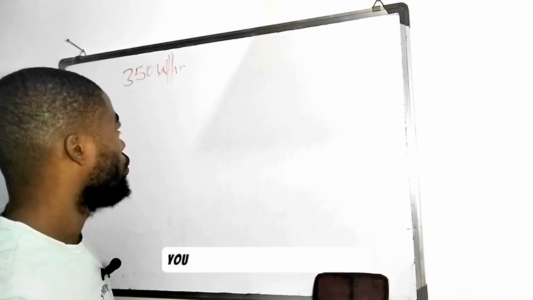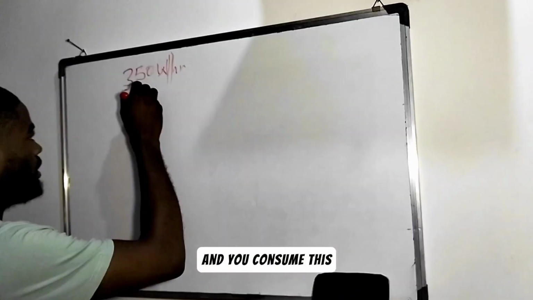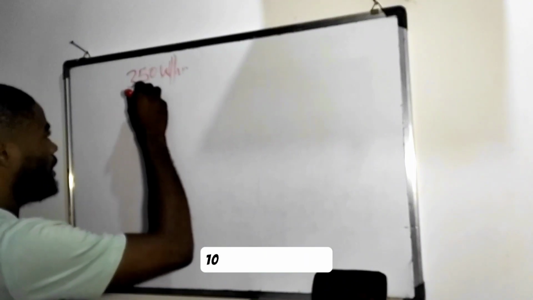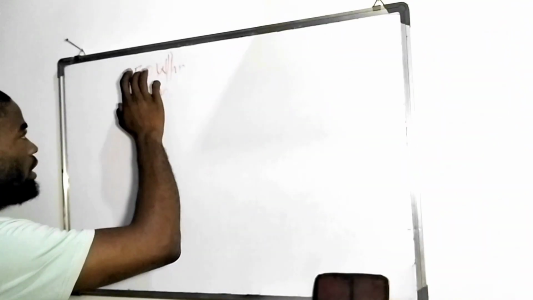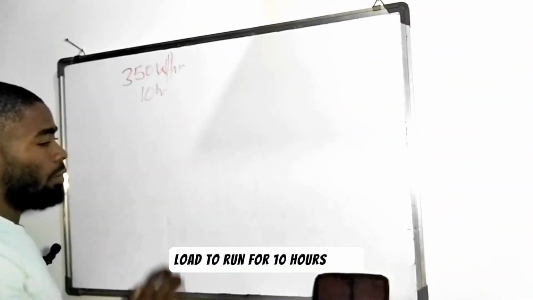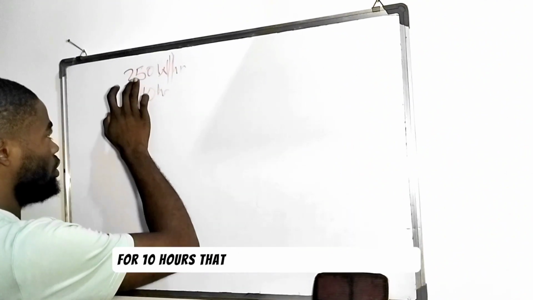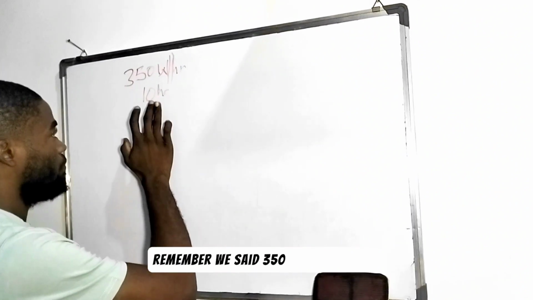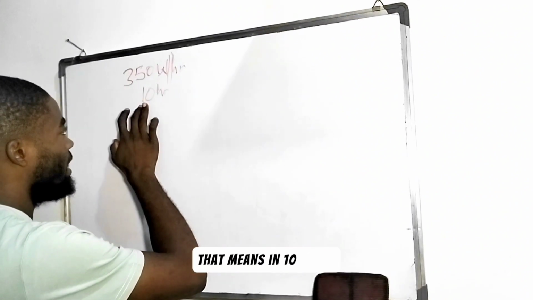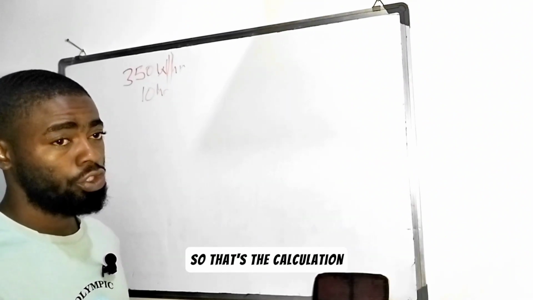So assuming you consume 350 watt load per hour, and you do this 10 hours daily. You want this load to run for 10 hours daily, so you need a battery bank that will sustain you for the 10 hours that this load will be running. Remember, we said 350 watts per hour. That means in 10 hours, you might be consuming around 3,000 something watts. So that's the calculation we'll be doing.